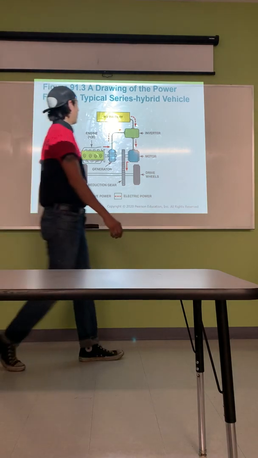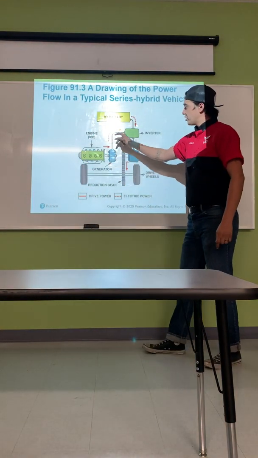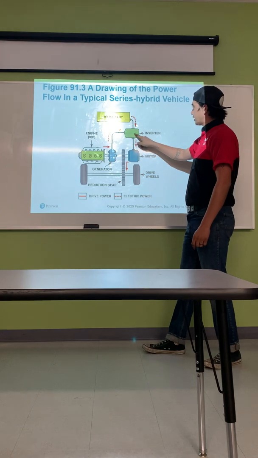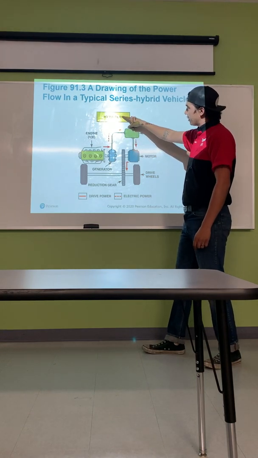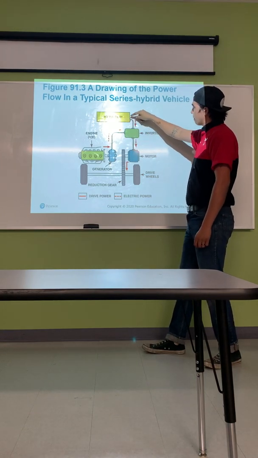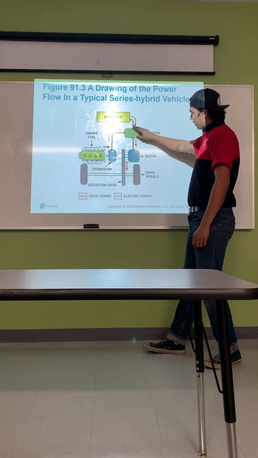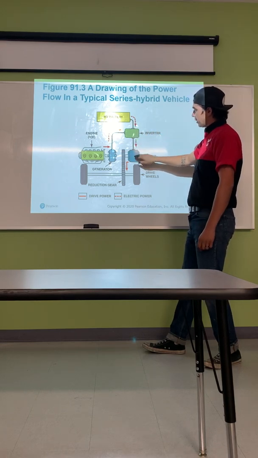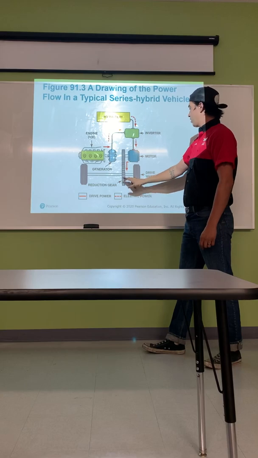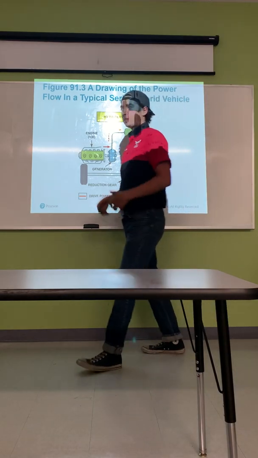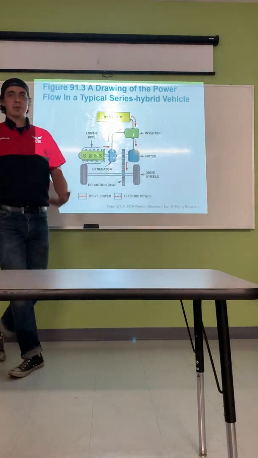So you have the hybrid vehicle battery, you have an inverter. The internal combustion engine turns the generator, which then sends power to the high voltage battery, or the hybrid battery, sorry. And then as you're applying current through, it's going to power the electric motor, which then goes to a reduction gear, which then goes to the drive wheels. So the engine is there only to charge the batteries.